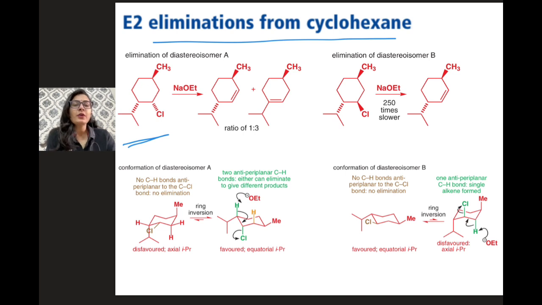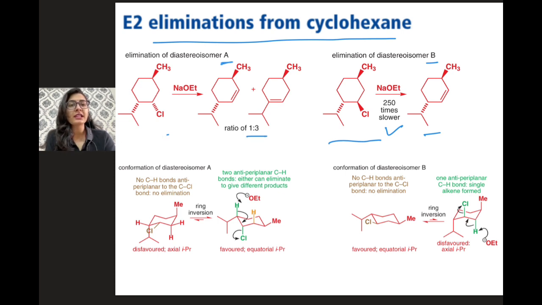Okay, so you see over here I have two different diastereomers. This is one diastereomer, this is another diastereomer that I have. These two different diastereomers are going to give you two different products. Elimination of diastereomer A gives you two products with a ratio of 1:3, and elimination of diastereomer B gives you this one product, but it is 250 times slower than the first one. Why is that so? Why is this happening?